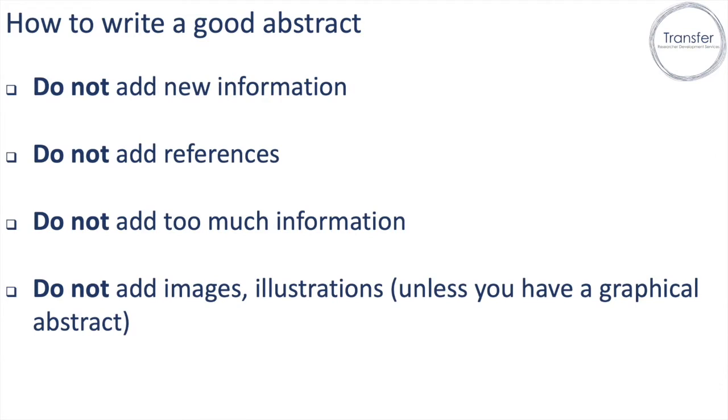When writing your abstract, make sure that you do not add any new information, which is why I recommend that you write your abstract at the end. The abstract normally doesn't contain references, so make sure everything is paraphrased. Also make sure that you don't have too much information in your abstract. You want it to be concise, so the reader can decide quickly if this paper is what they're looking for. And unless you're working on a graphical abstract, there shouldn't be any images or illustrations within your abstract.